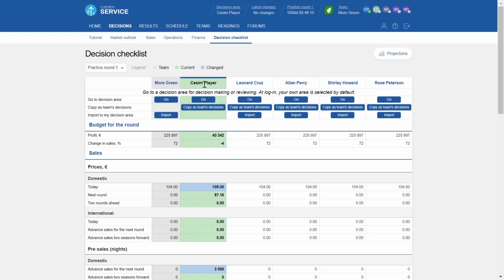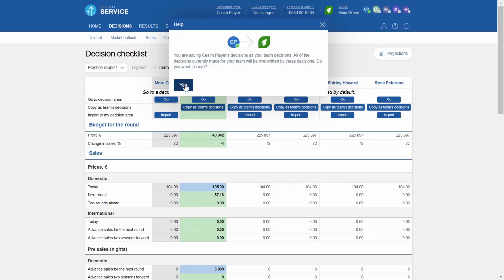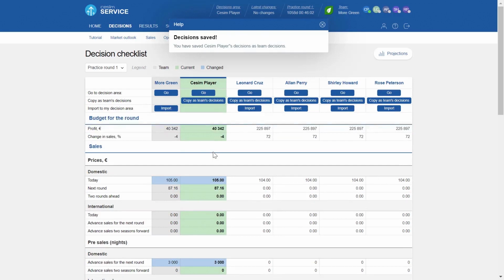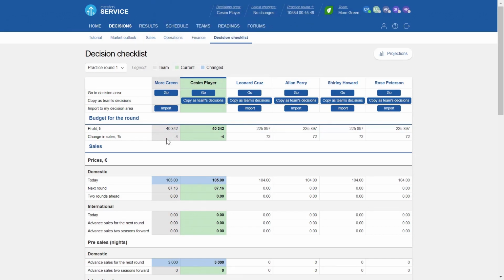So in this case, I have been making decisions as CESIM player. So I decide that now I will copy these decisions as the team decisions. I click here like this and say yes. Do you want to save? I say yes. All right. So now I have moved all the decisions from this column to this column, and then at the time of the deadline, the system will collect the decisions from this column and use them to calculate the results for the team.